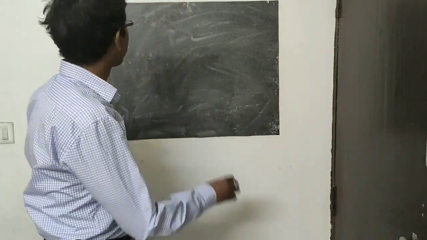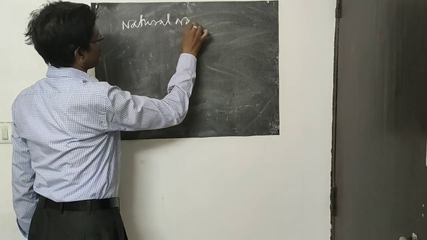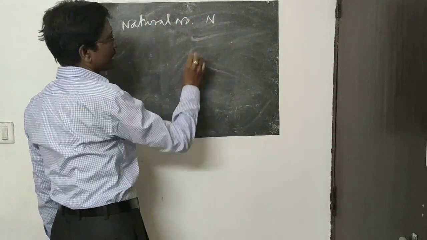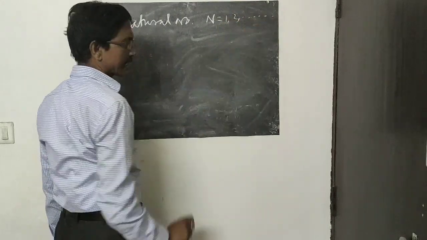Now today we will discuss real numbers. In up to class 8 also you have got some numbers, real numbers. Here first of all it will be starting from the what? Natural number. Natural number is denoted by capital N. It will be starting from 1, 2, 3, and so on.